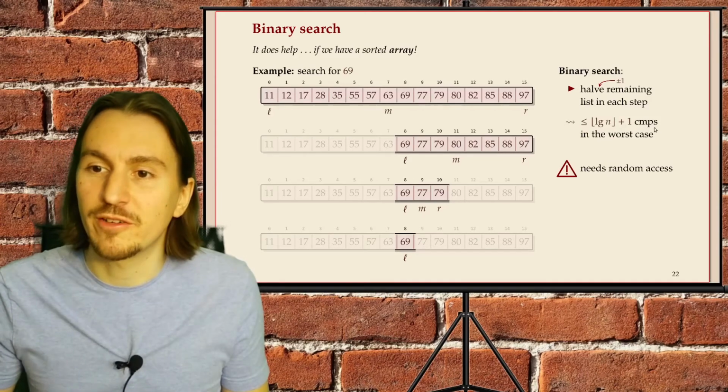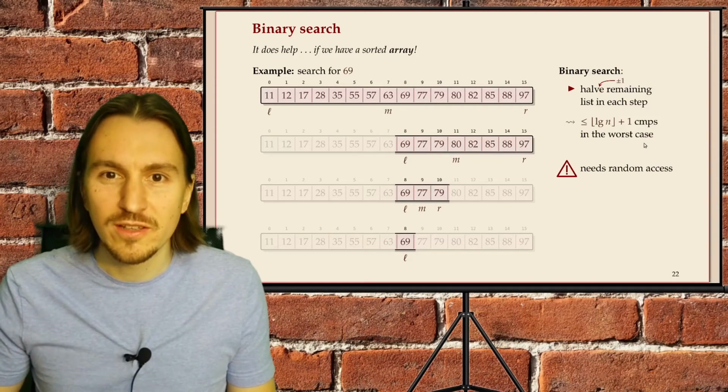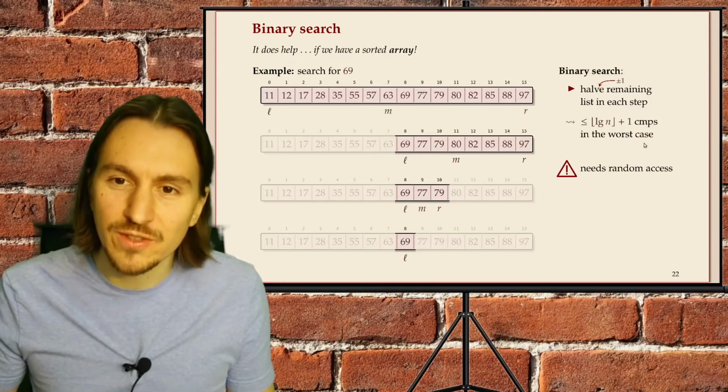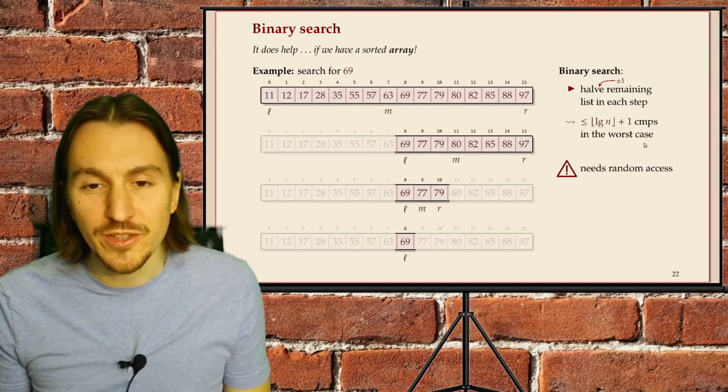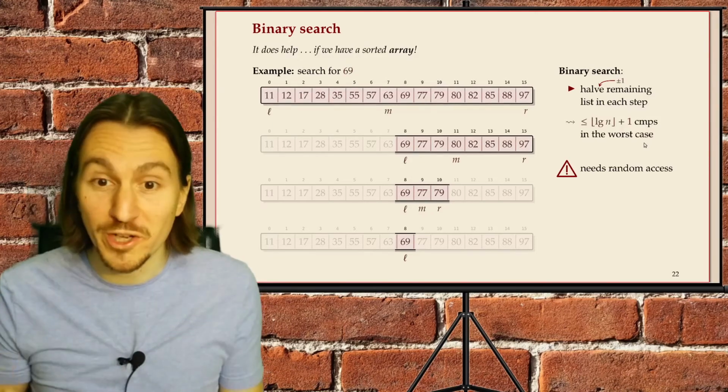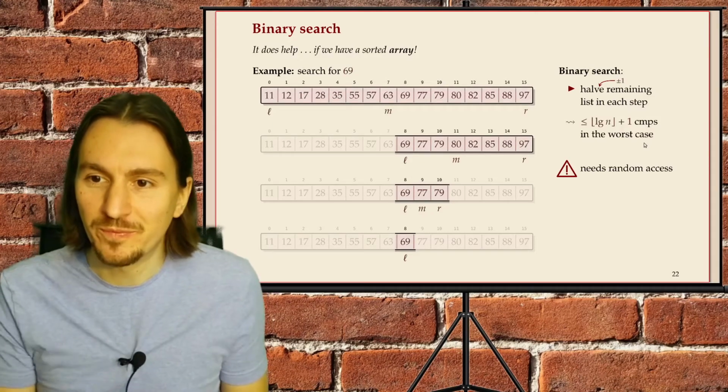That's the number of comparisons in the worst case to find whether an element is in the list and return its position, or find that an element is not in the list and return the position where it should be if it was in the list.